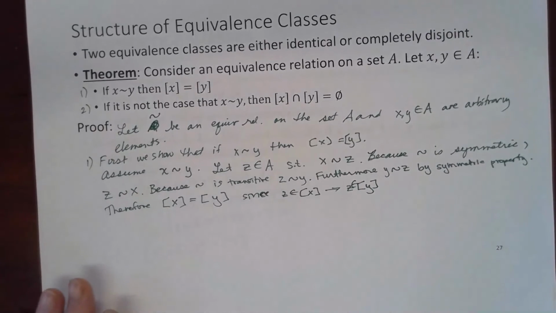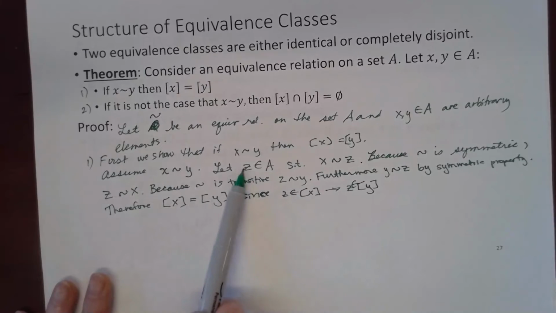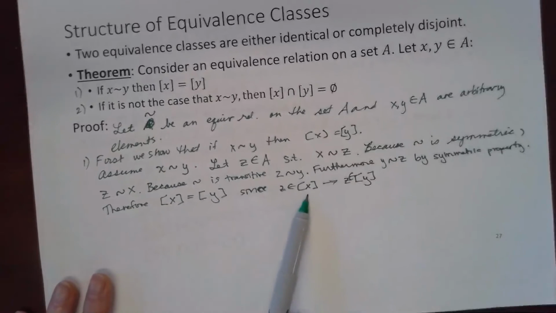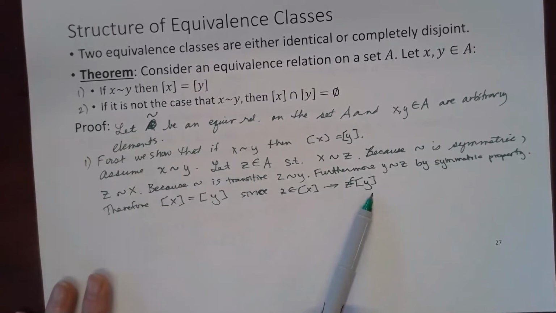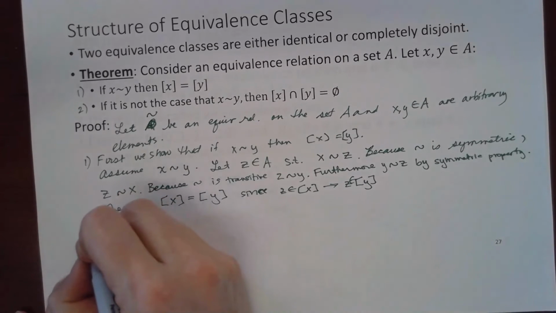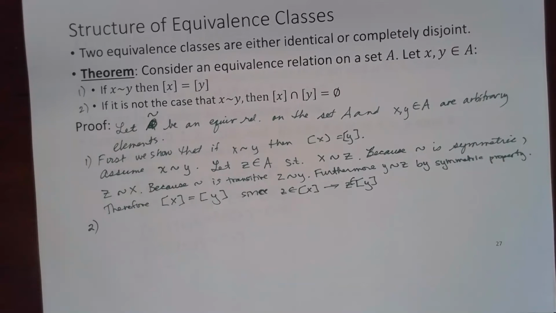Okay. So for every Z, any arbitrary Z that I pick, if it's related to X, it's also related to Y. Okay. So they are going to be exactly the same. All right, so that takes care of the first one.